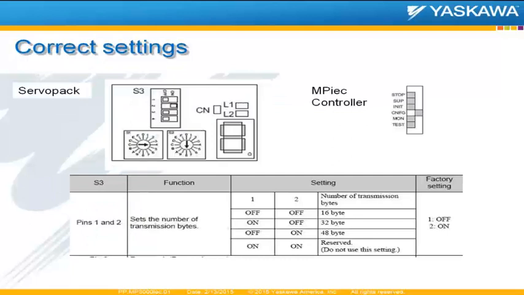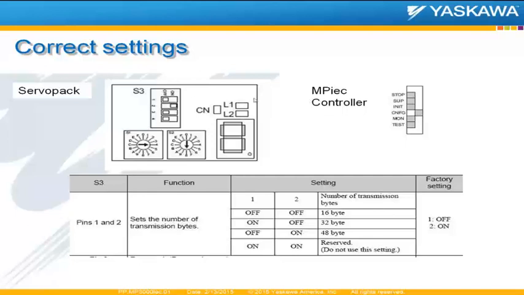And so in terms of settings, on the Servopack, you have switches that need to be set for the transmission size. The controllers are all configured to use 48 bytes, and the switch's default settings are 48 bytes. So you just need to check that they are in the default position, and then adjust the address at switch 1 and switch 2 so that all your addresses are unique.